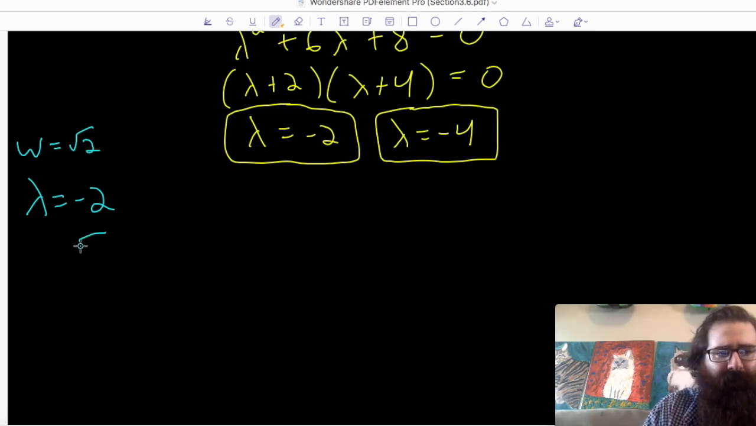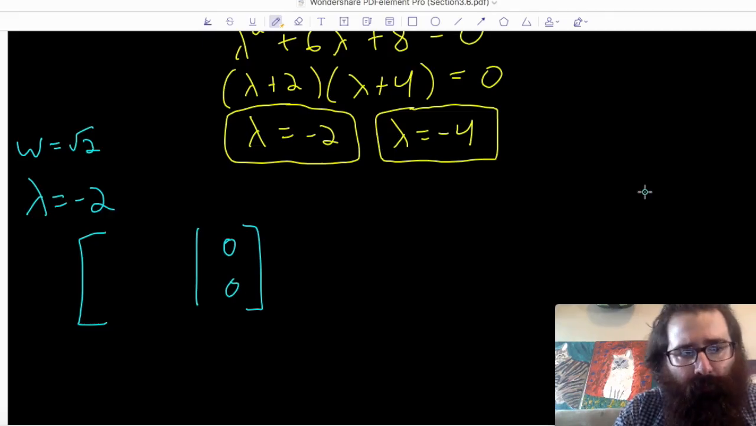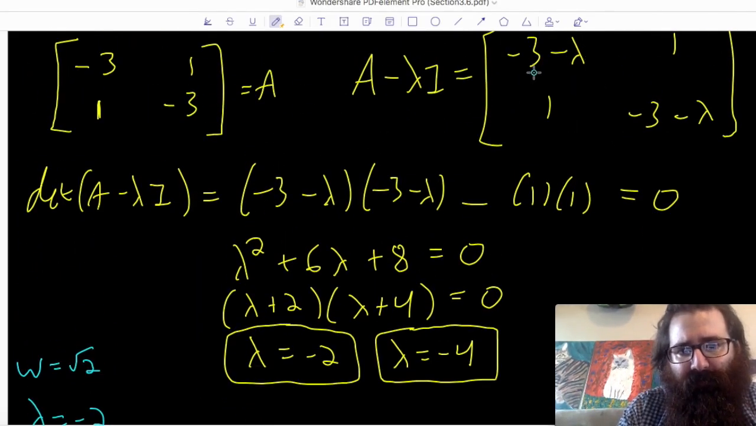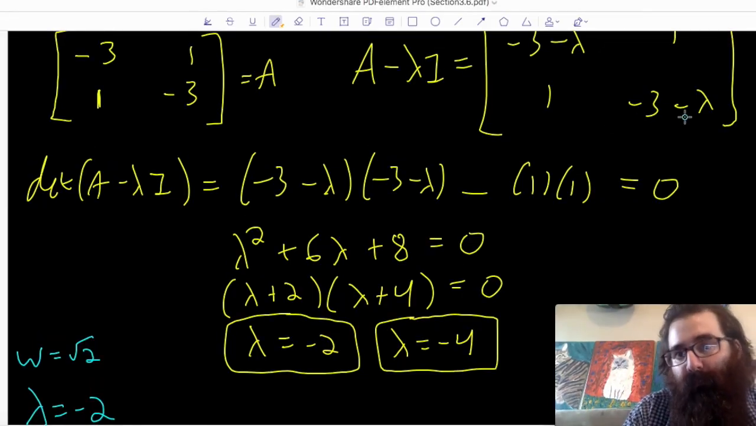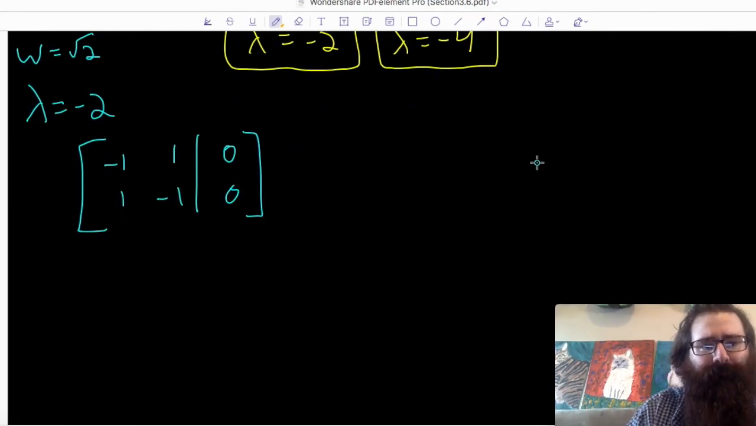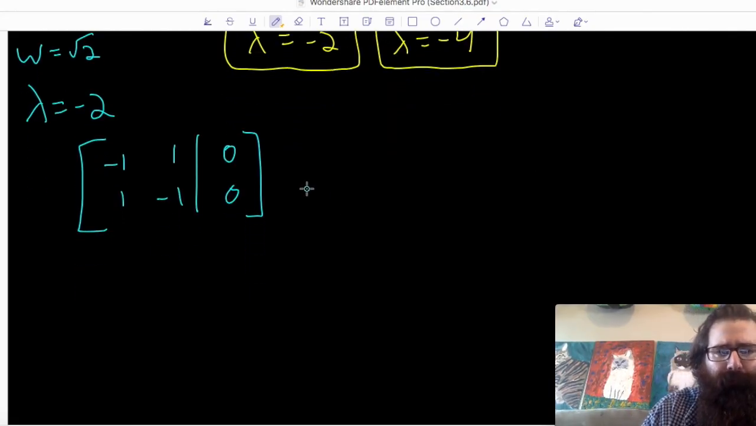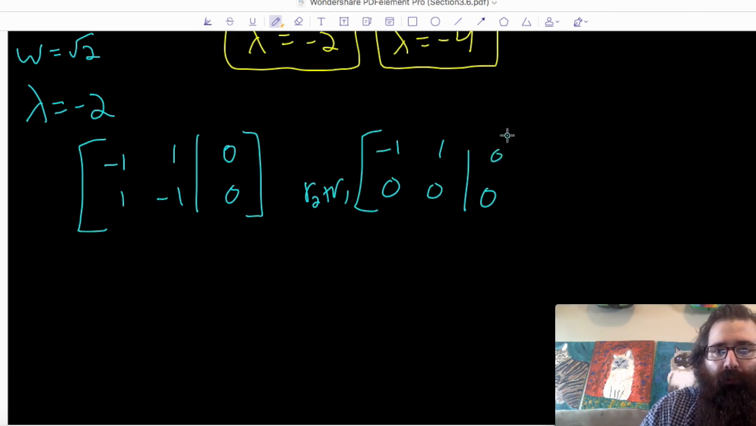And if I work with this eigenvalue of negative 2, I should be able to get an eigenvector to coincide with this. So I get negative 3 minus negative 2, that's negative 3 plus 2, gives me negative 1. And then 1, and then 1, and then another negative 3 minus negative 2, so another negative 1. And I can eliminate row 2, for example. Replacing row 2 with row 2 plus row 1 gives me a row of all zeros. I'm left with row 1 to work with.